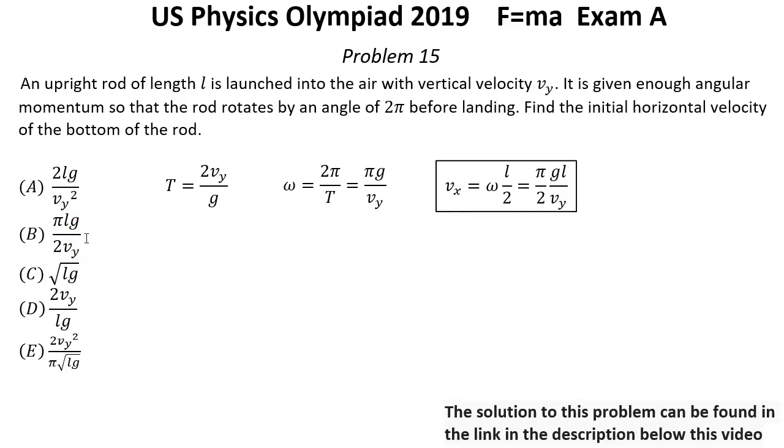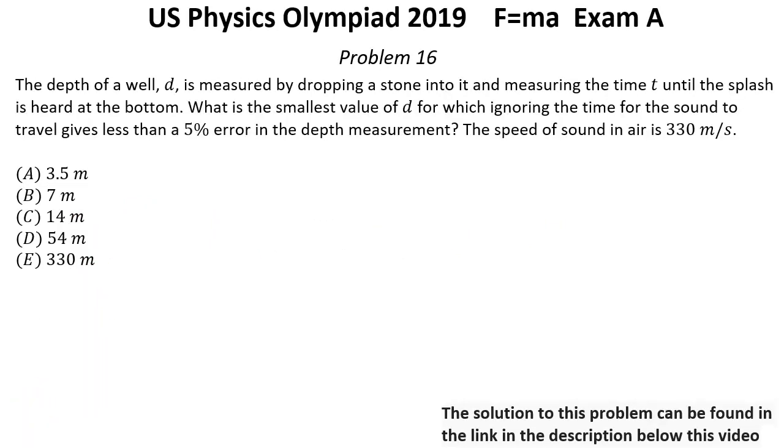And that was the solution for problem number 15. Problem number 16. The depth of a well D is measured by dropping a stone into it and measuring the time t until the splash is heard at the bottom. What is the smallest value of D for which ignoring the time for the sound to travel gives less than a 5% error in the depth measurement? The speed of sound in air is 330 meters per second.